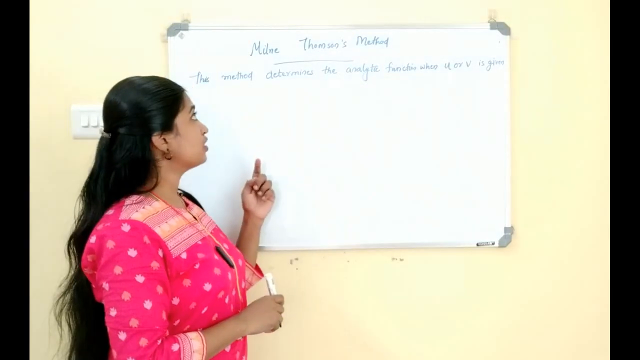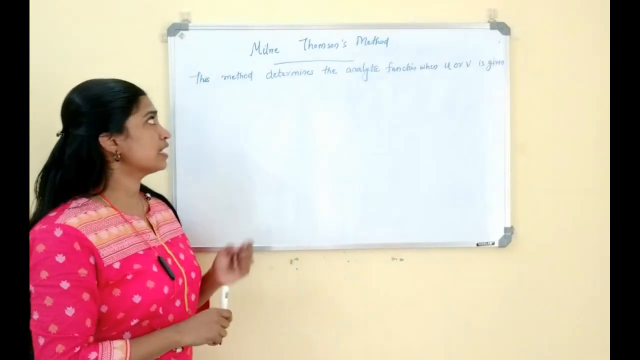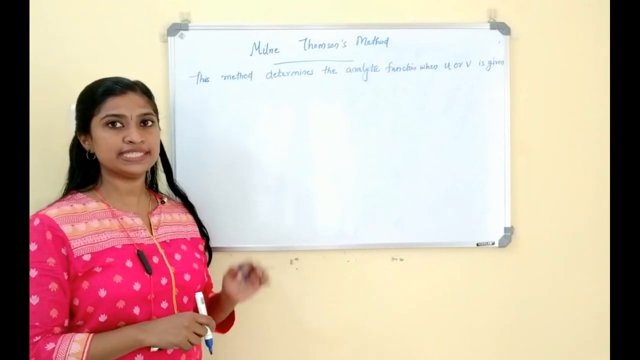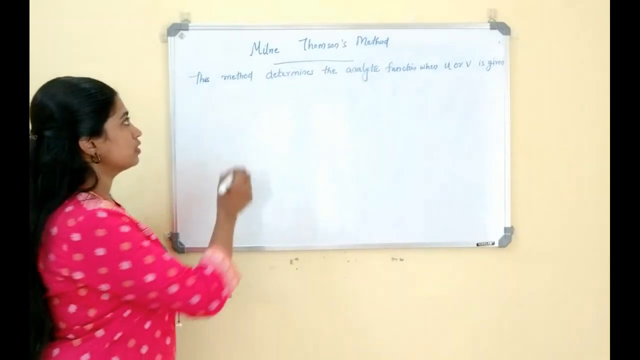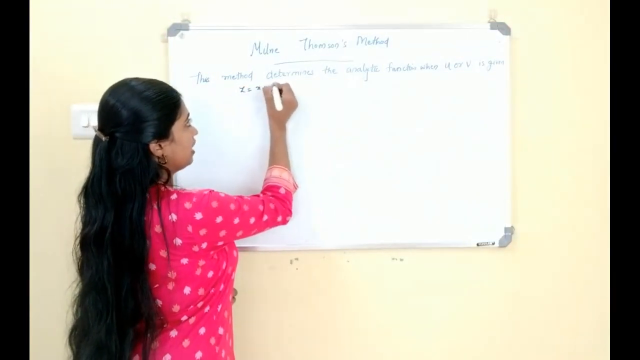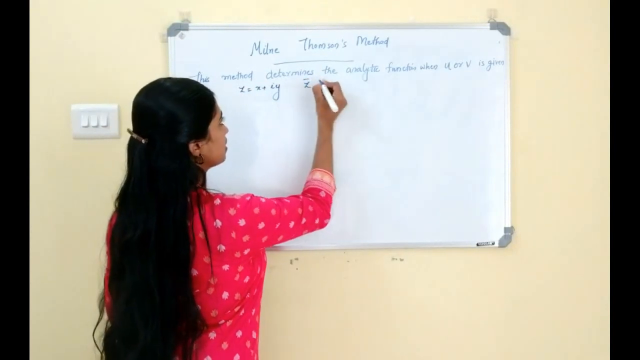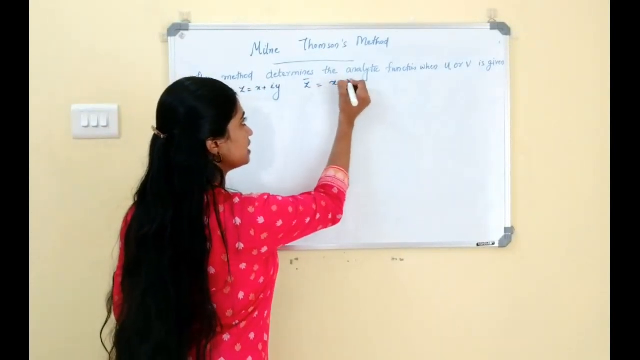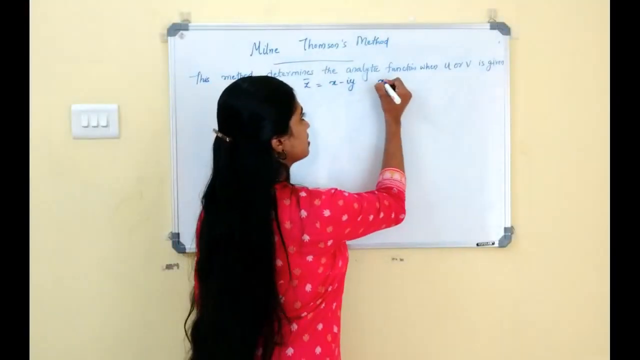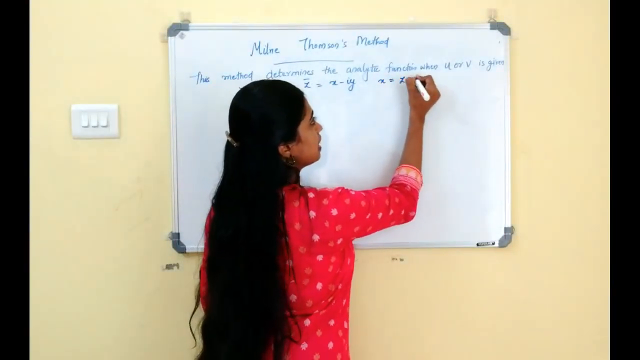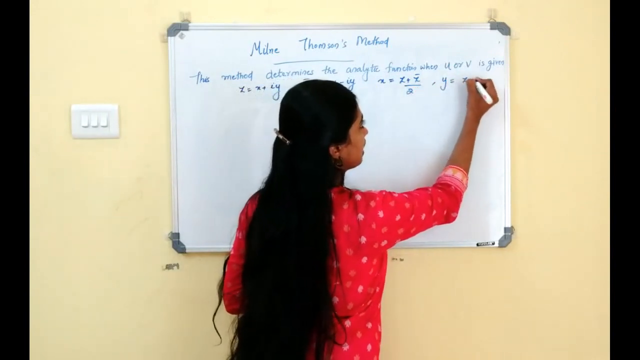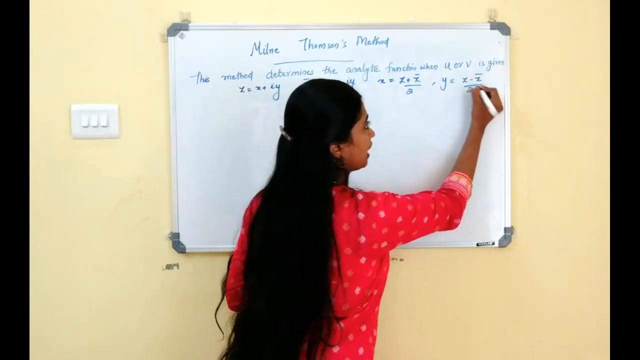Next is Milne-Thomson's method. This is a method to determine the analytic function when u or v is given. We know that z is equal to x plus iy. The conjugate of z, that is z bar, is x minus iy. From here we can express x and y as x is equal to z plus z bar by 2 and y is equal to z minus z bar by 2i.